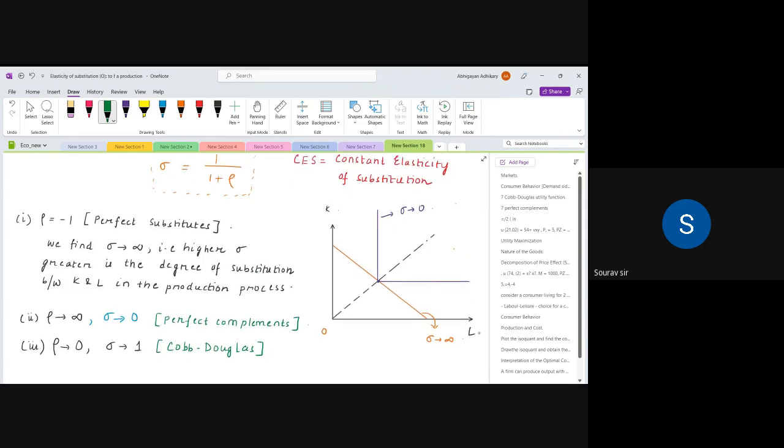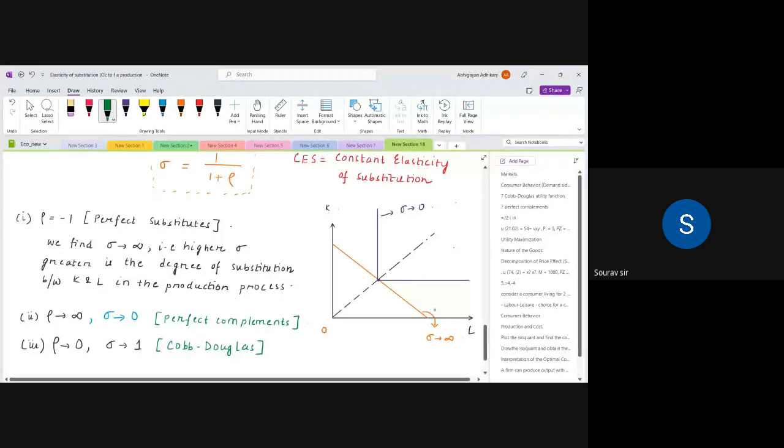Now tell me something by looking at the graph. Cobb-Douglas production function का isoquant कहाँ पे आएगा? Perfect substitute वाले से ऊपर, दोनों के बीच में कहाँ पे आएगा? Where should I place the isoquant for Cobb-Douglas? Because for Cobb-Douglas, sigma is 1, right? The more I'm going down from perfect complement to perfect substitute, elasticity is increasing. So that means the Cobb-Douglas one should be somewhere in between. Correct?